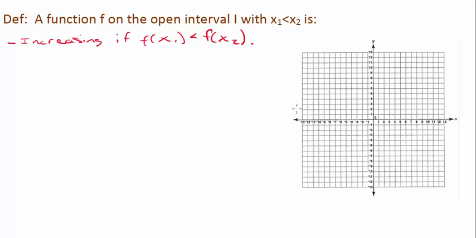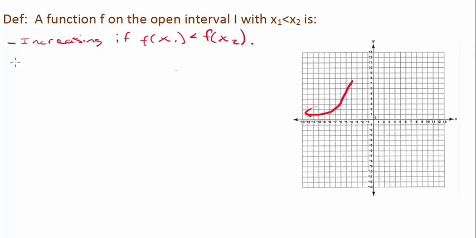All right, what this simply means, and I'm going to go to the graph on the right here, is that as we read the graph from left to right, if the outputs for those x values are increasing, then our function is increasing. So in other words, just giving you a function here, if our graph is increasing as we go from left to right, then our function is increasing.